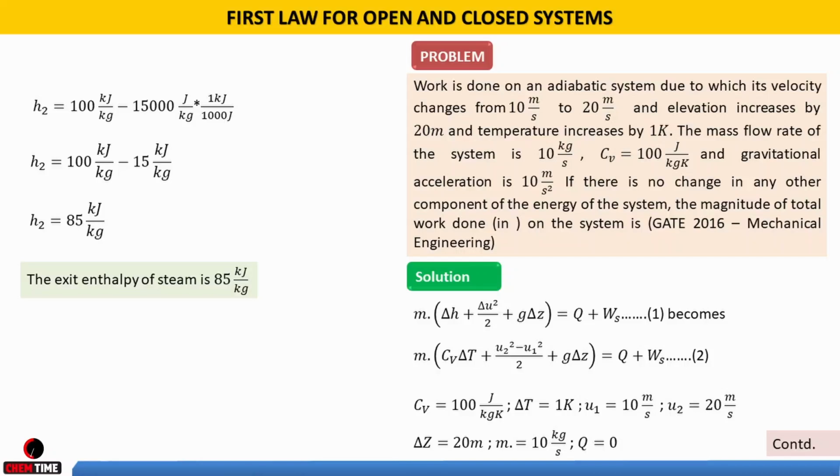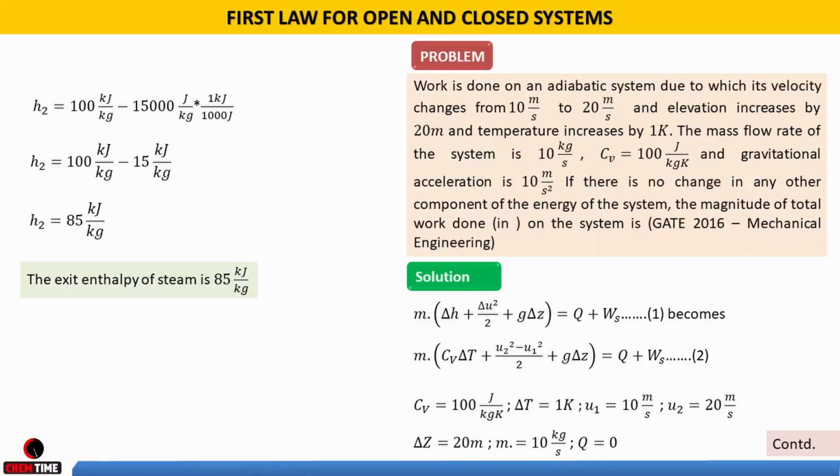This is the case of an open system. For open system, the energy balance equation becomes m dot brackets delta H plus delta U square by 2 plus g delta Z bracket closed is equal to Q plus Ws. For adiabatic system, Q is equal to 0. Delta H can be replaced with Cv delta T. So as a result, the above equation becomes m dot brackets Cv delta T plus (U2 square minus U1 square) by 2 plus g delta Z is equal to Ws.